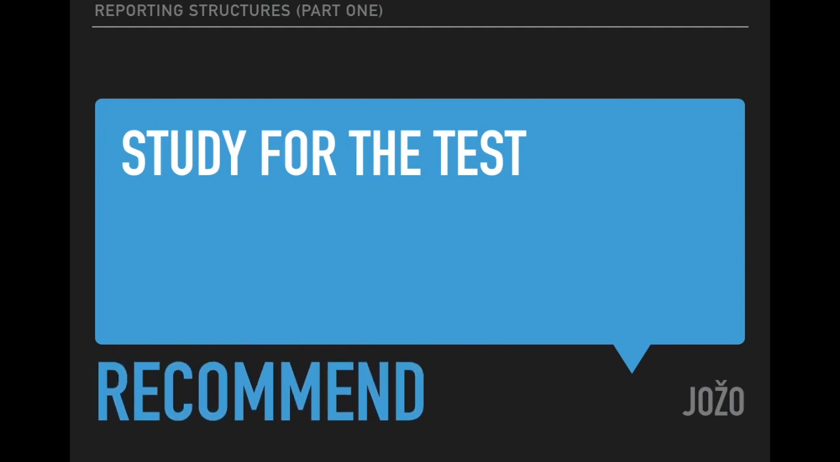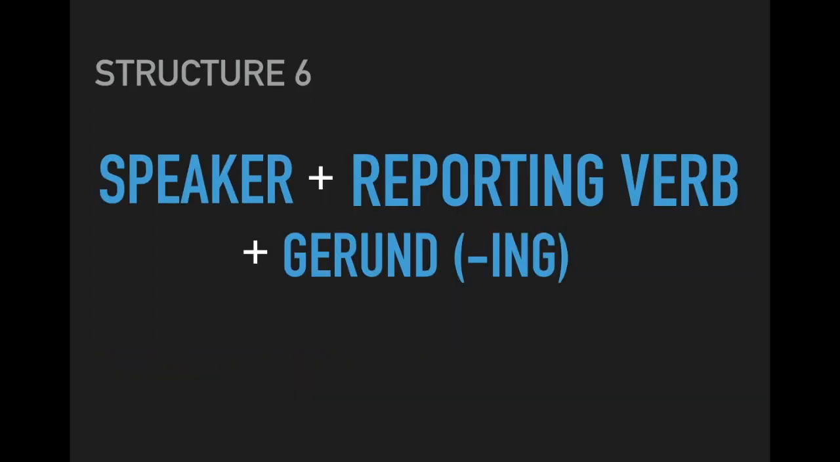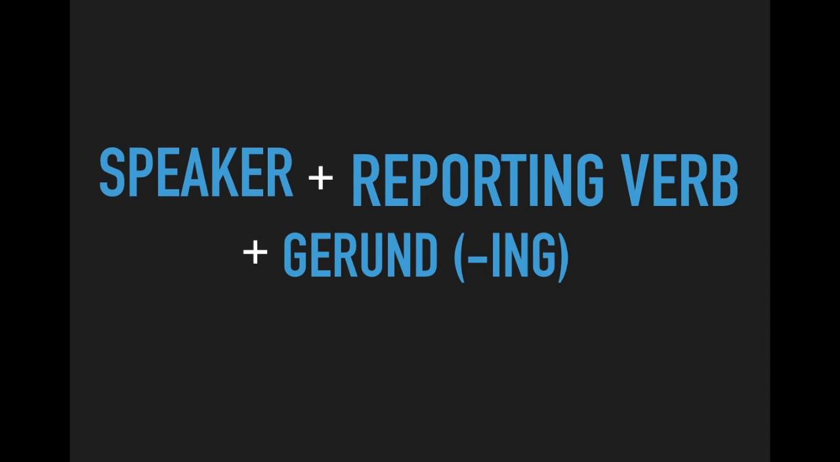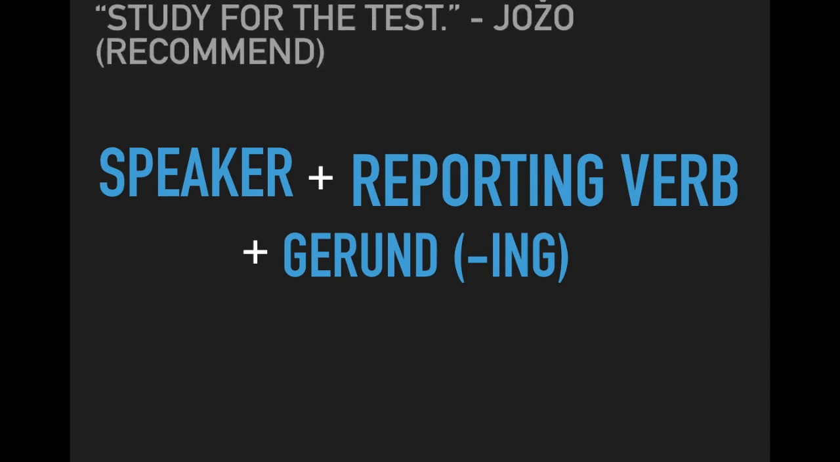So our structure number 6, we have our speaker and reporting verb like always. Then we're just going to take the verb from the spoken sentence and make it an ing verb. So go ahead and pause, try to put this sentence from Yojo into the correct form, and come back when you're done.